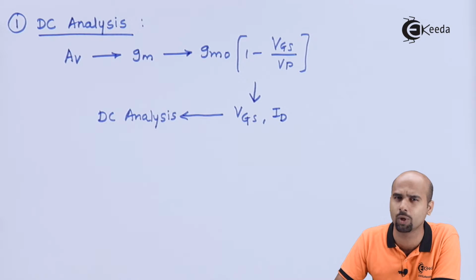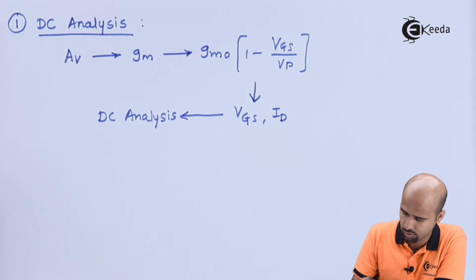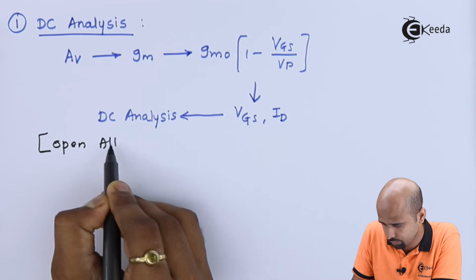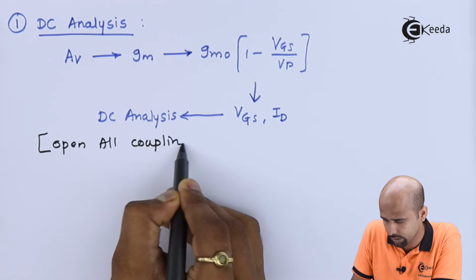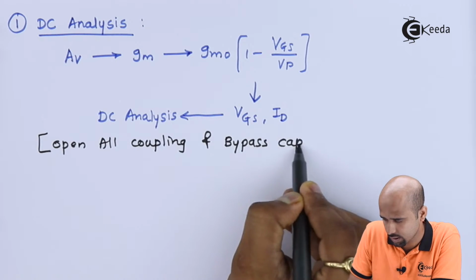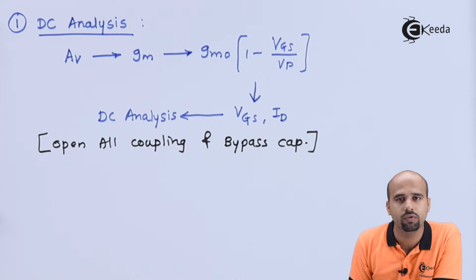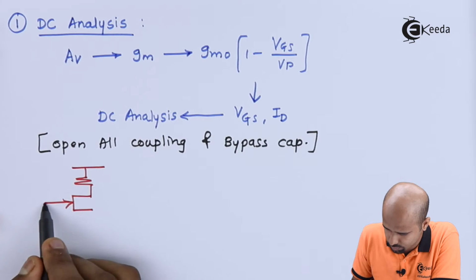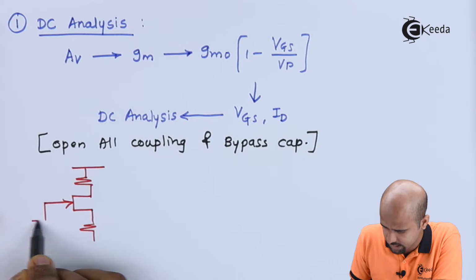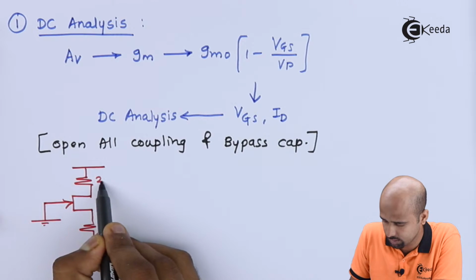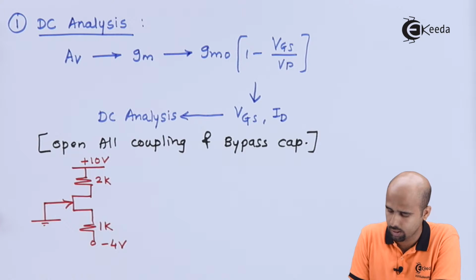Here there is no question about bypass capacitor. So what we will do, we will open all coupling and bypass capacitors. Okay, we will redraw this circuit. I can say that this is connected to ground and this is minus 4 volt as well, right? There is no harm by taking this kind of configuration.